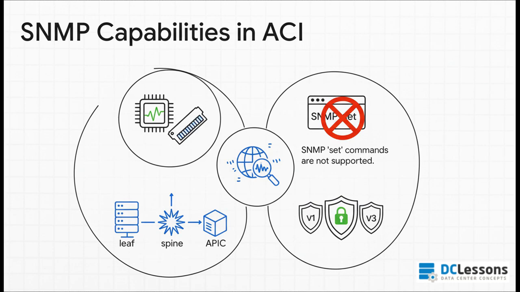Now, there is one really important thing to remember. ACI's implementation is read-only. You can poll for data, you can receive alerts or traps, but you cannot use SNMP set commands to change the configuration. For that, you use the API.